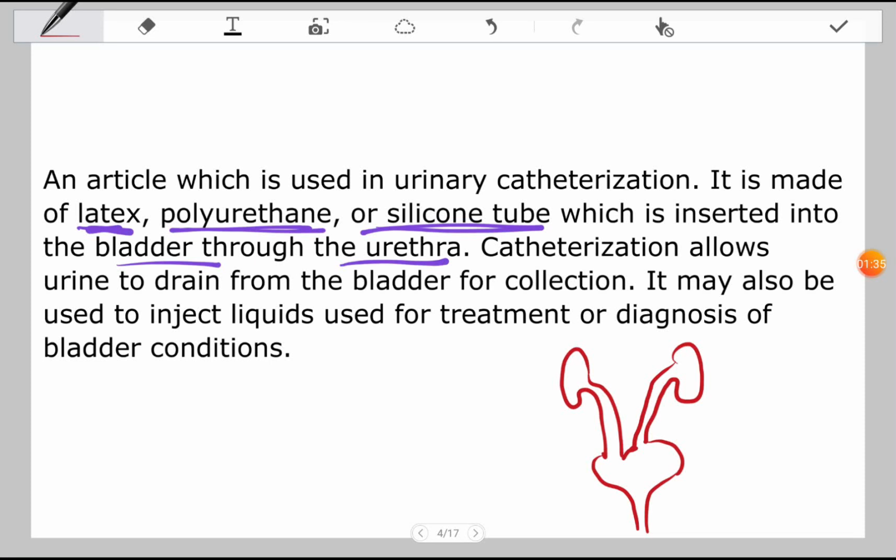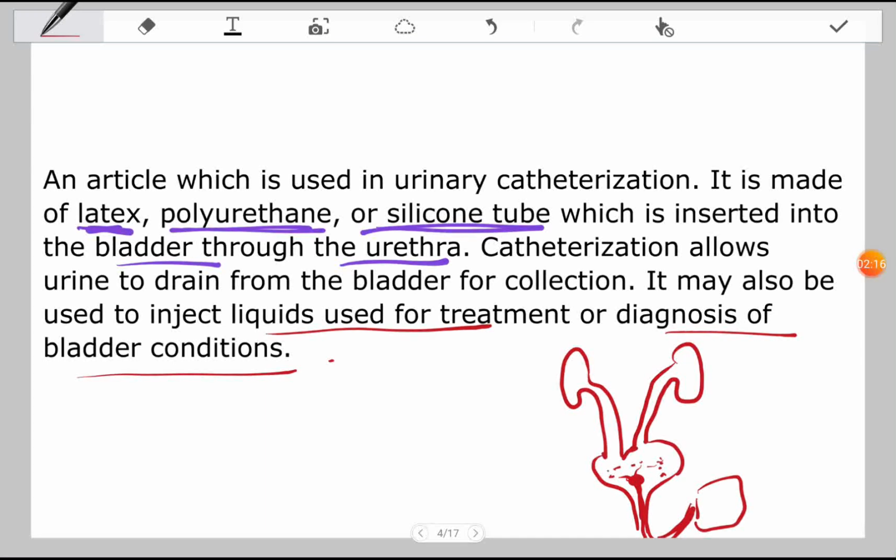So what it says is that the catheter is inserted from the urethra into the bladder. This allows the urine to drain from the bladder for collection. So whatever urine is collected in the bladder somewhere here is passed through this tube, which is passing through the urethra to the outer urobag or whatever the collecting duct is. It may also be used to inject liquids used for treatment or diagnosis of bladder conditions.